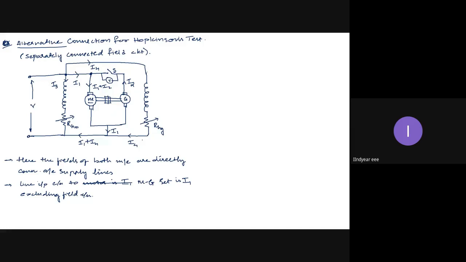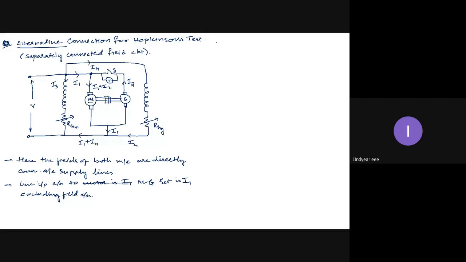So here the operation is the same. I have to first start the system by applying rated voltage. Then weaken the field, increase the field rheostat of the motor, decrease the field rheostat of the generator. One will act as motor, one will act as generator. Then set the speed using RHM. When the rated speed is applied, vary the RHG until the voltmeter across the switch shows zero. That is the same, there is no change. Only the change is in the analytical part.